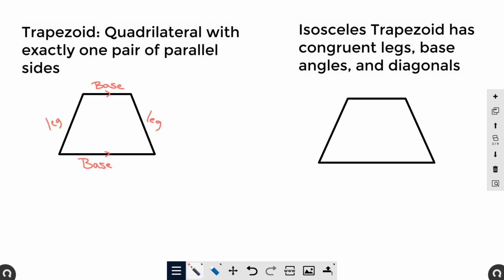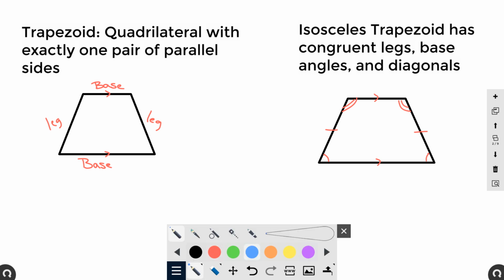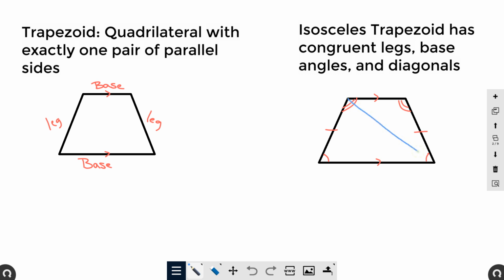Now, an isosceles trapezoid is special. An isosceles trapezoid has congruent legs. So these two parts are congruent. They still have those parallel bases, and the base angles are also congruent. Those are the ones that touch the base. So these two at the bottom would be the same, and these two at the top would be the same. If you drew in your diagonals, they would also be congruent. Your diagonals connect from corner to corner.